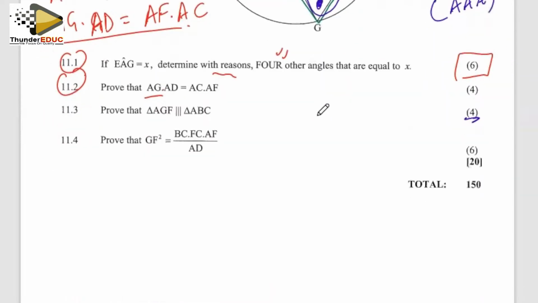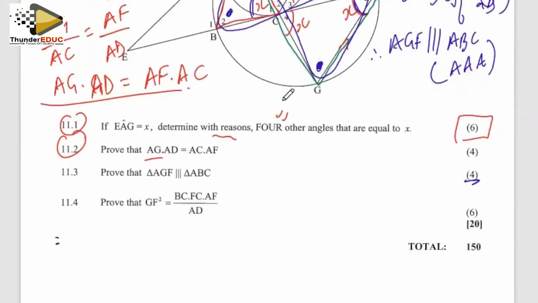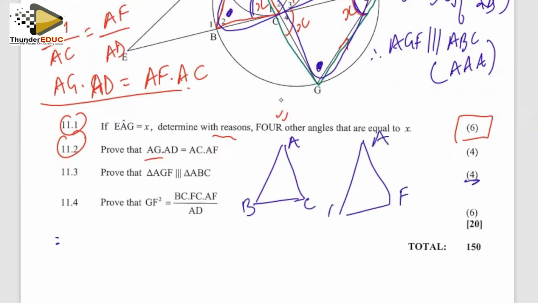Then lastly, 11.4, they want us to prove that GF squared is given as that. So my first approach is to compare the two triangles, okay? So what I'll do is just sketch the two triangles here. I have A, this is B, this is C, this is A, this is F, this is G. That is X, that is the dotted line that I had. This is the A2 and A3.